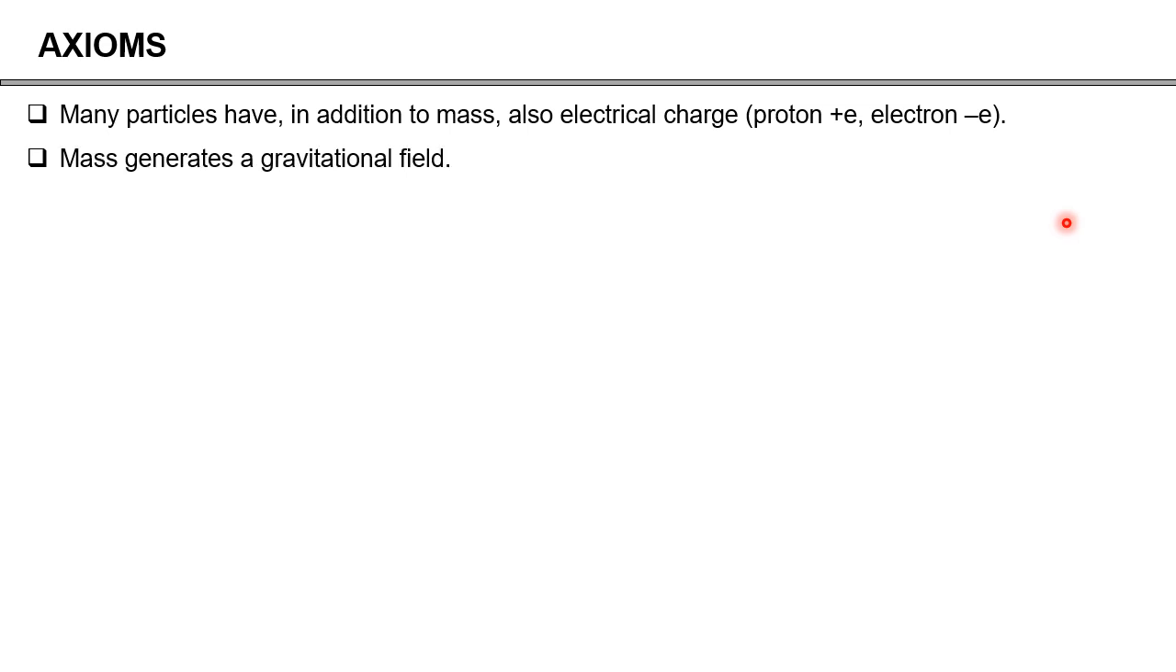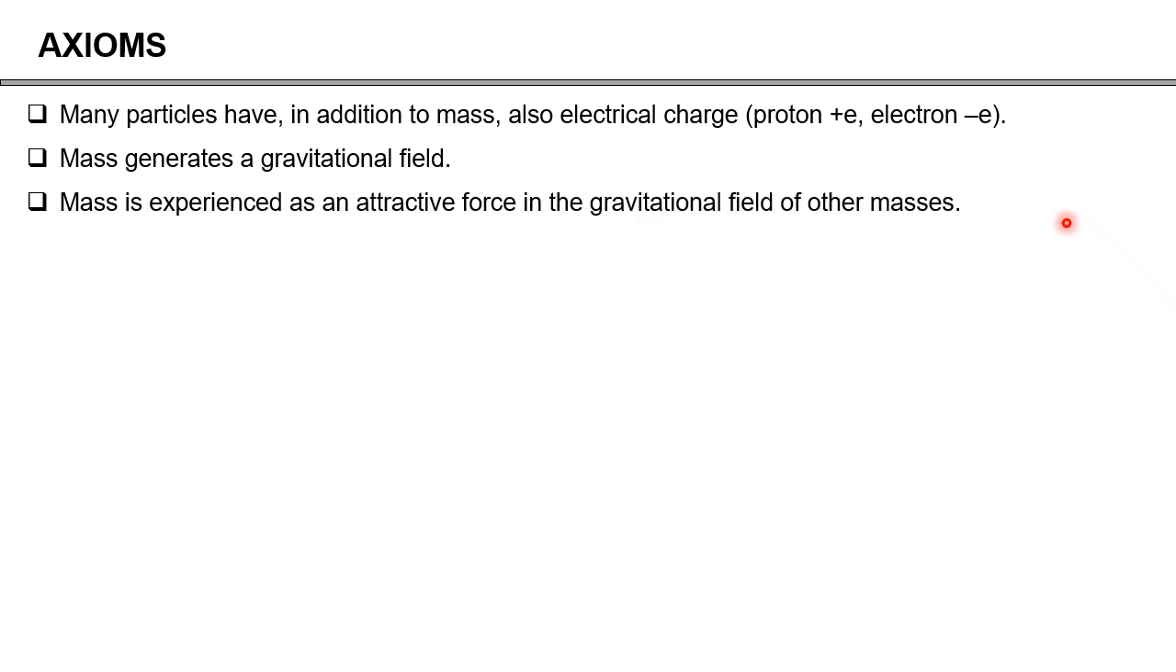So mass is difficult to understand. However, we experience mass, because mass generates a gravitational field. And a mass is then experienced as an attractive force in the gravitational field of other masses. If we have a cup and let it go, it will fall to the ground because it experiences this attractive force of the gravitational field of the Earth. That's how we understand mass. Similarly, charge generates an electric field.